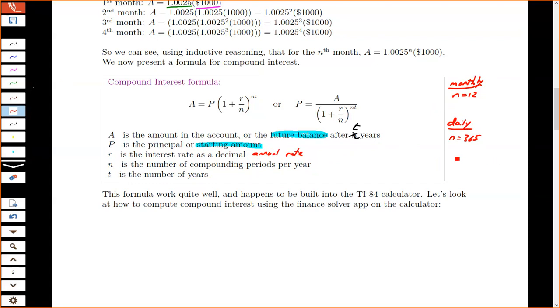Okay, if we were talking about quarterly, right, we call them quarters because there's 4 of them, right, per year.